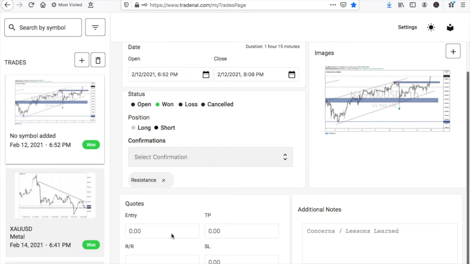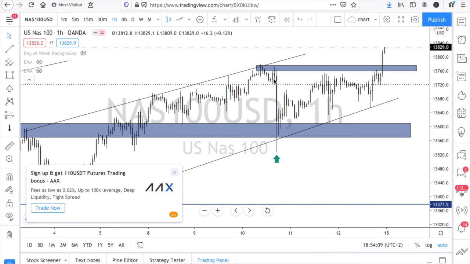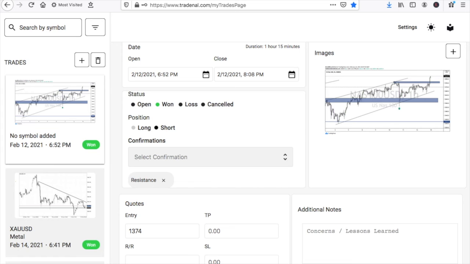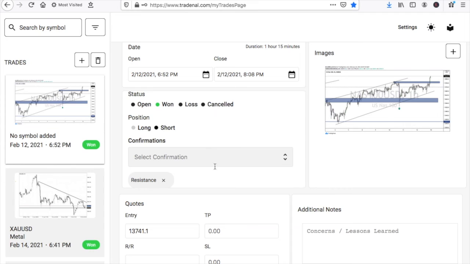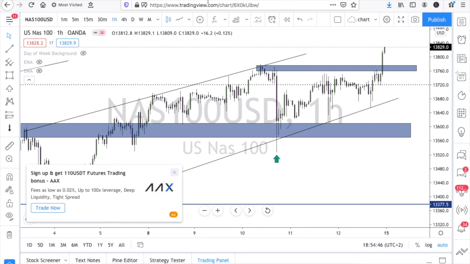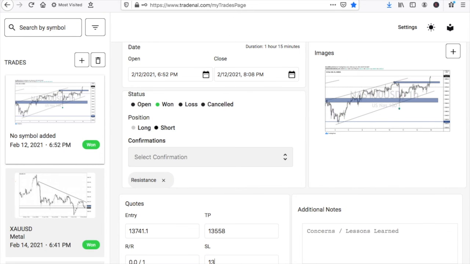Then entry level, you can just put some figures there. That's the problem with this one, you can't see the codes and everything. We entered some. I entered 13741 and 1. TP was somewhere just below here, 13558. The stop loss was just above here, 13776.